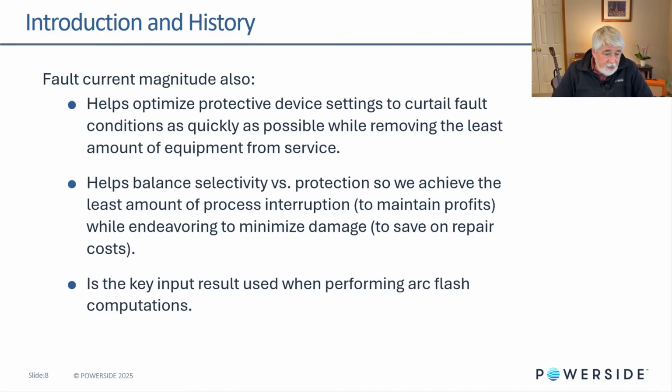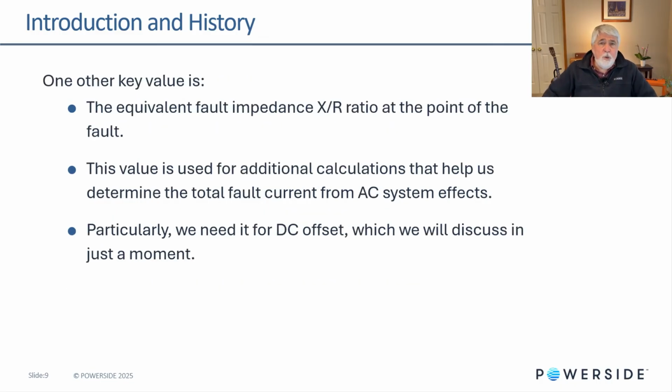And also, as I just noted, fault current magnitude is used as the key input result when performing arc flash computations. Now, one other key value that is of importance is the equivalent fault impedance X over R ratio at the point of the fault. This value is used for additional calculations that help us determine the total fault current from AC system effects. And in particular, we need it for the DC offset, which we're going to discuss in just a few slides.